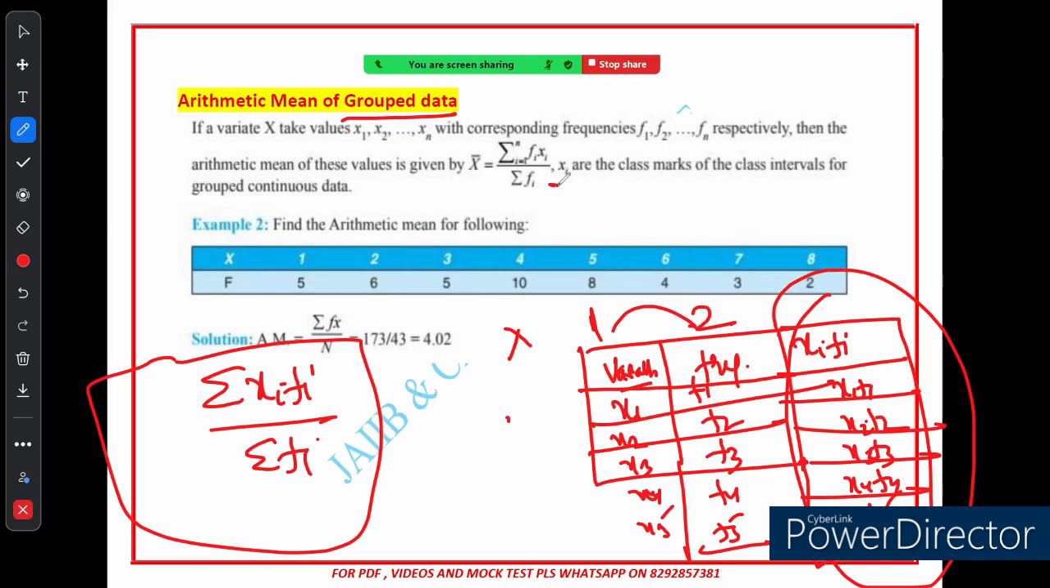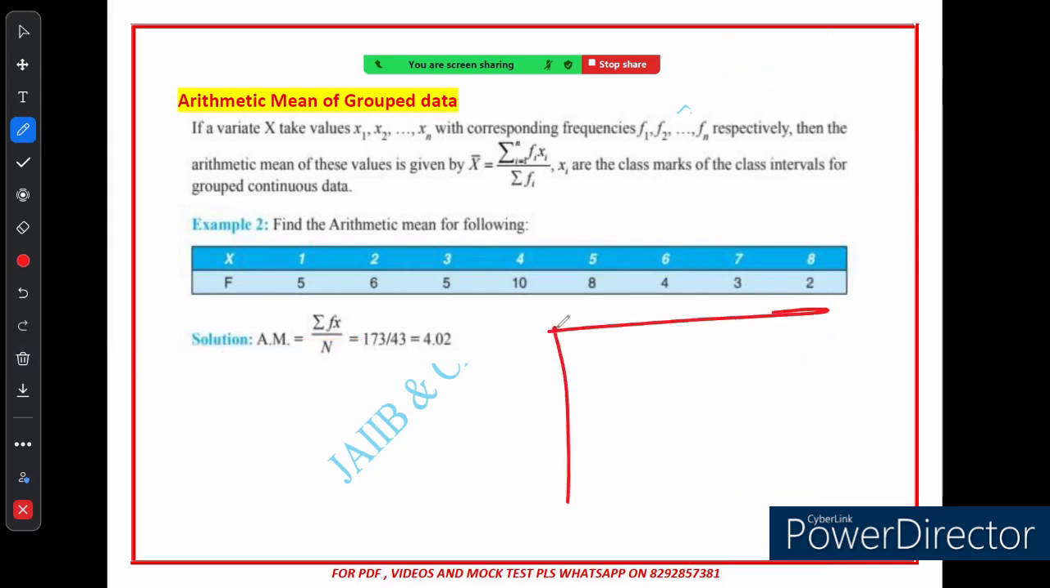What are these xi? The xi are the class marks of the class intervals for a grouped continuous distribution. Yes, you have to remember this. Since we have grouped data, and the grouped data is represented in a format like 10 to 20, you may ask which value to take. Then you have to take the class mark. You know what the class mark is? It is the middle value, which is 15.